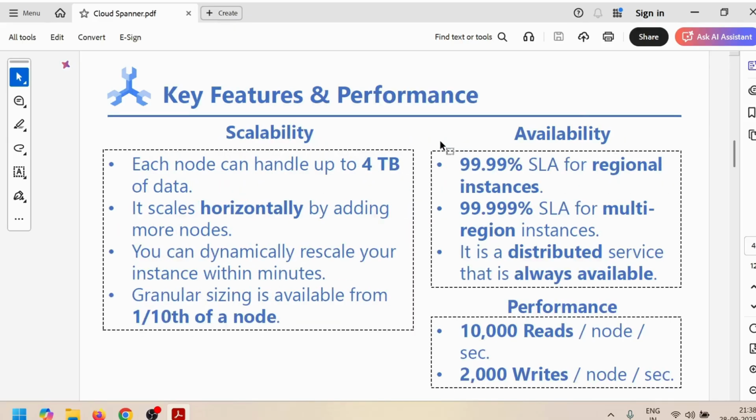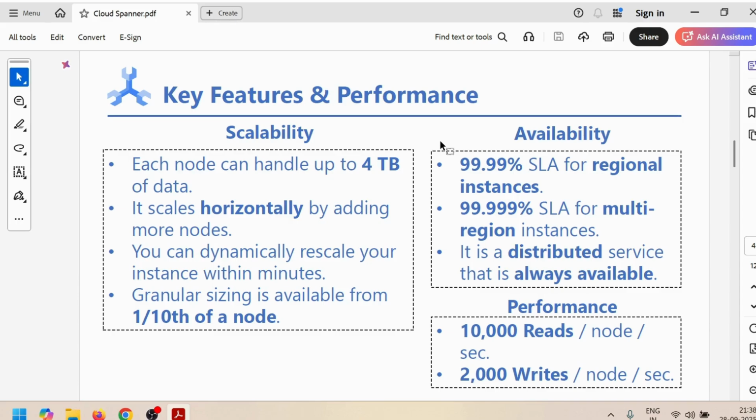Now see what are the key features of Spanner. Scalability. Spanner is provisioned on nodes, and each node can handle up to 4 TB of data. So you can see every node can handle a very large volume of data. It scales horizontally by adding more nodes. So as per the need, you can add more nodes and scale it. And you can add these nodes dynamically. So you can dynamically rescale your instance within minutes.